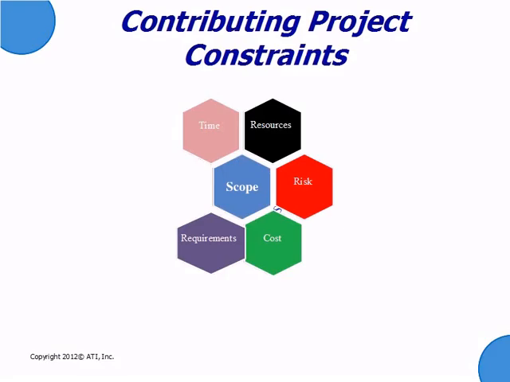When you're looking at projects, you're constantly having to juggle. Projects have many constraints. Specifically, according to the PMBOK guide, they have 6 constraints. The constraints that we all have to deal with in managing projects include our time, our resources, our scope, our risk, requirements, and cost. We're constantly having to juggle these.